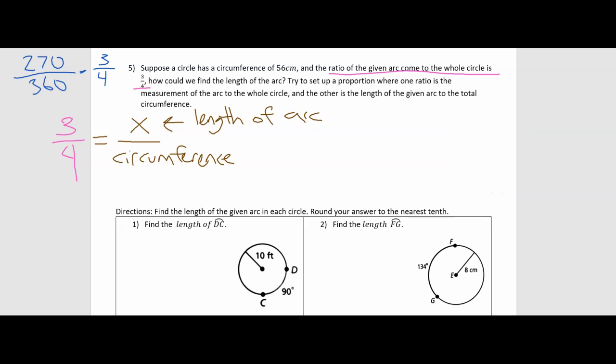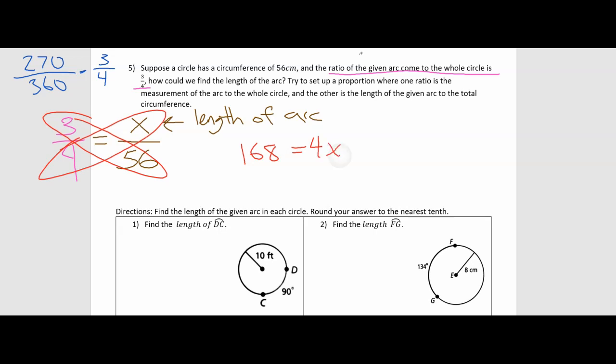So I'm actually going to erase what we have, but you can just write it next to it if you want. The length of the circumference, they give it to us, right? They tell us that it is 56 centimeters. So now it's time to cross multiply. 3 times 56 gives us 168 is equal to 4x. Divide by 4, that gives me x is equal to 42. Let's put our units there. 42 centimeters.